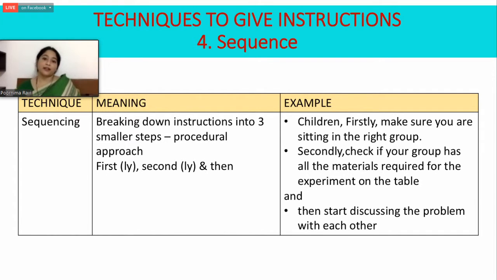Now, in a regular classroom transaction, I wouldn't be doing it as fast as I'm doing it right now. I would definitely be looking at my learners when I finish my first instruction. Children, firstly make sure you're sitting in the right group. That is when I'll be looking around, making note of if everyone's seated, if they're paying attention towards me. And that is when the spontaneous instructions come. Be quiet, pay attention, listen to me carefully. So that's something that would come with practice. But keep these instructions that are either way required for the task well prepared in advance.